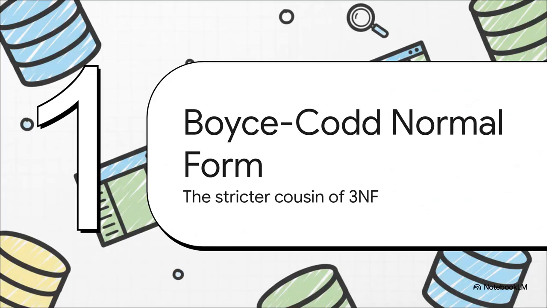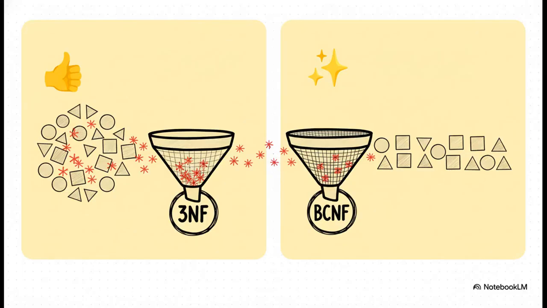Now, for most situations, honestly, 3NF is where you can stop. It's kind of the gold standard. But if you're a perfectionist, if you want the absolute highest level of data purity, there's an even stricter level, Boyce-Codd normal form, or BCNF. So what's the big difference here? Well, you can think of BCNF as a super strict version of 3NF. It boils everything down to one simple, powerful rule.